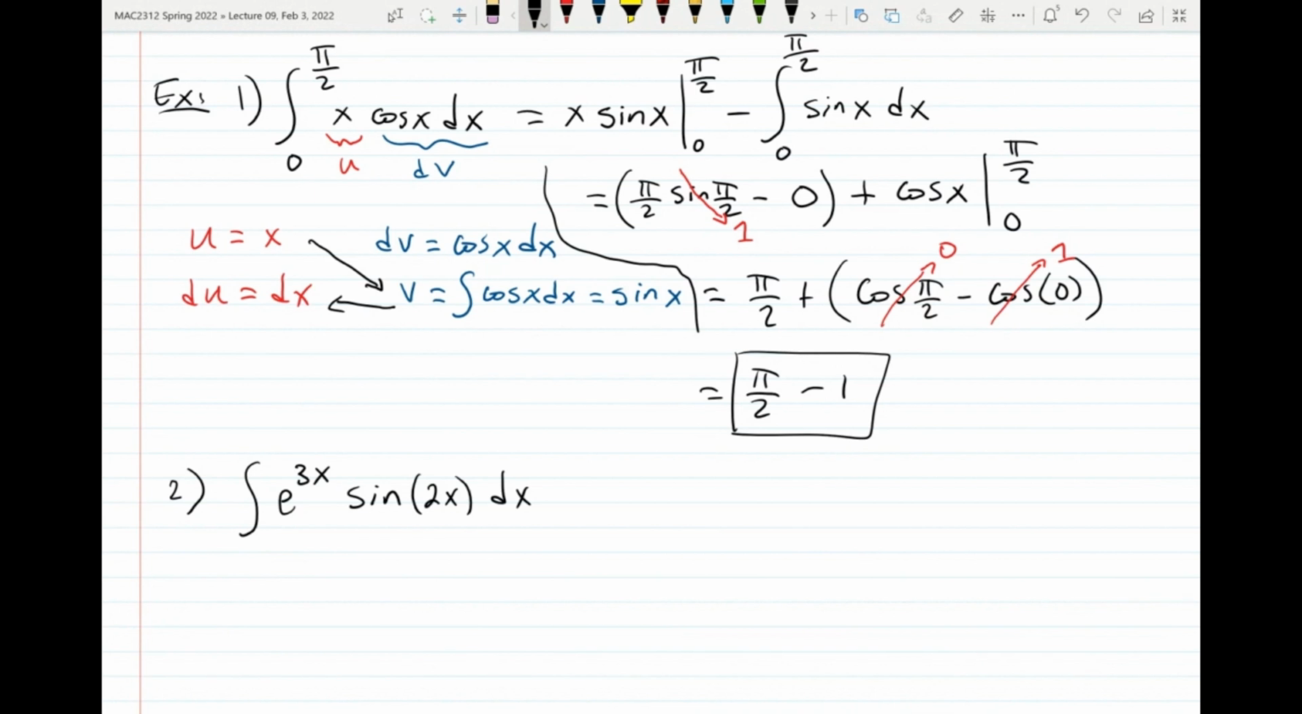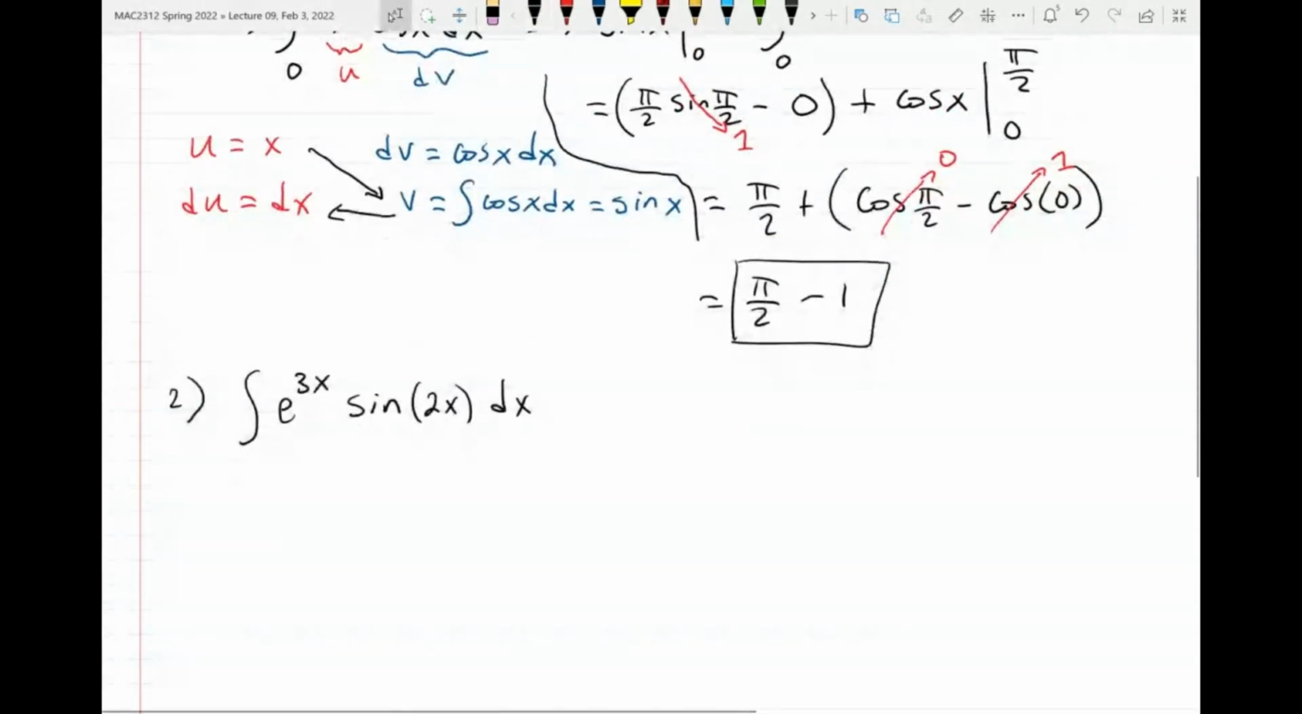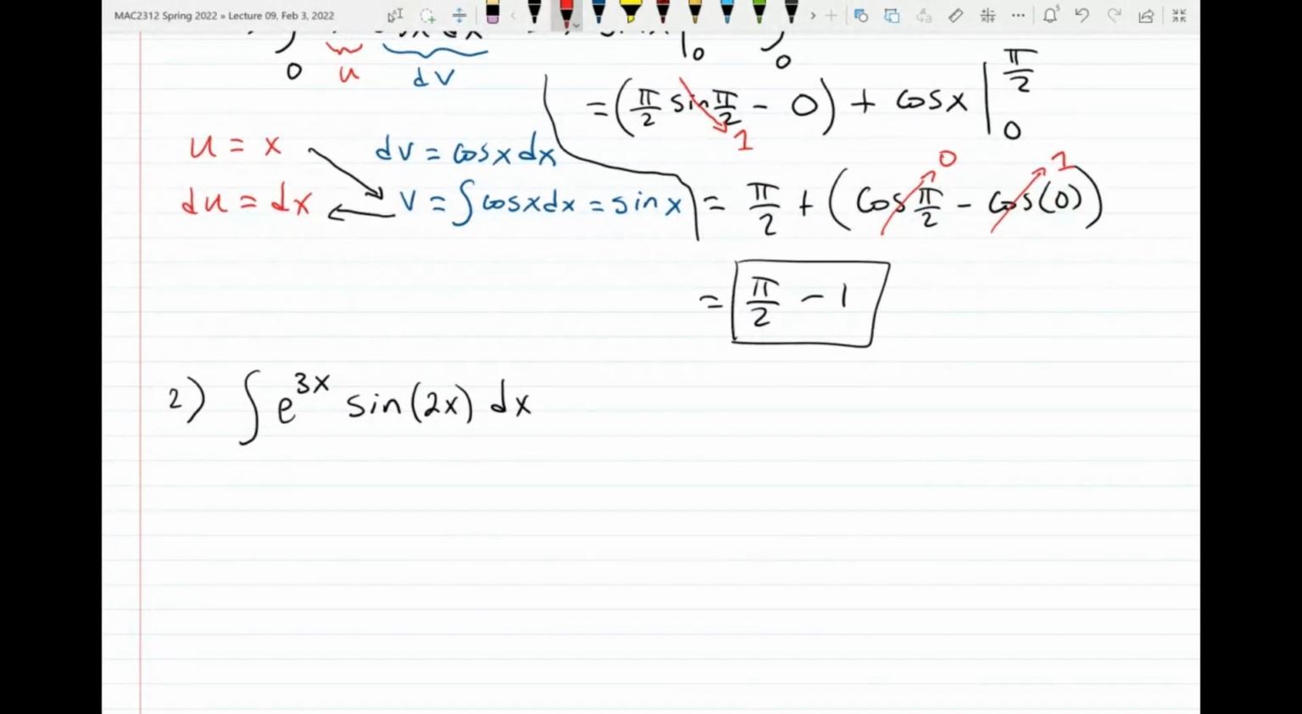I like to call this type of integrals equation-like integrals, and you're going to see why in a second. Since I already know what's going to happen beforehand, I'm going to go ahead and give a name to this integral. I'm going to call it I for now.